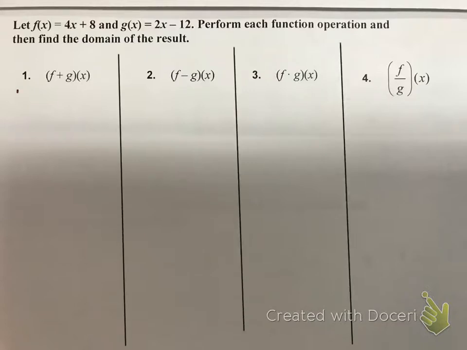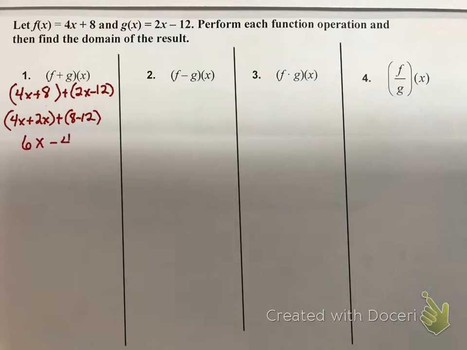All right, we've got f plus g of x. That's going to be 4x plus 8 plus 2x minus 12. We're going to combine like terms. That gives us 6x minus 4. My domain for a linear equation is all real numbers.